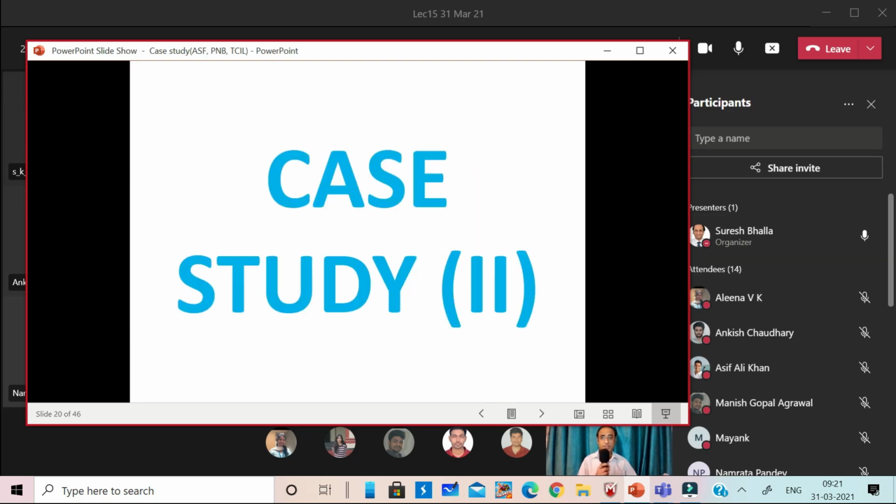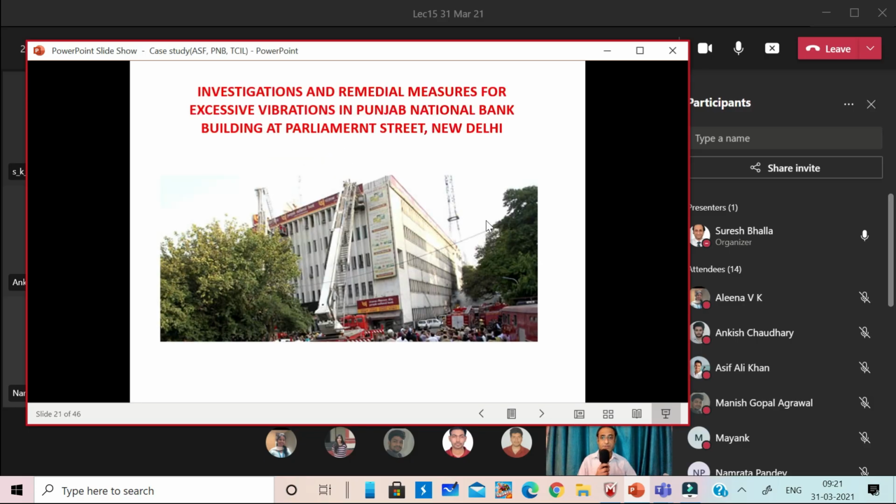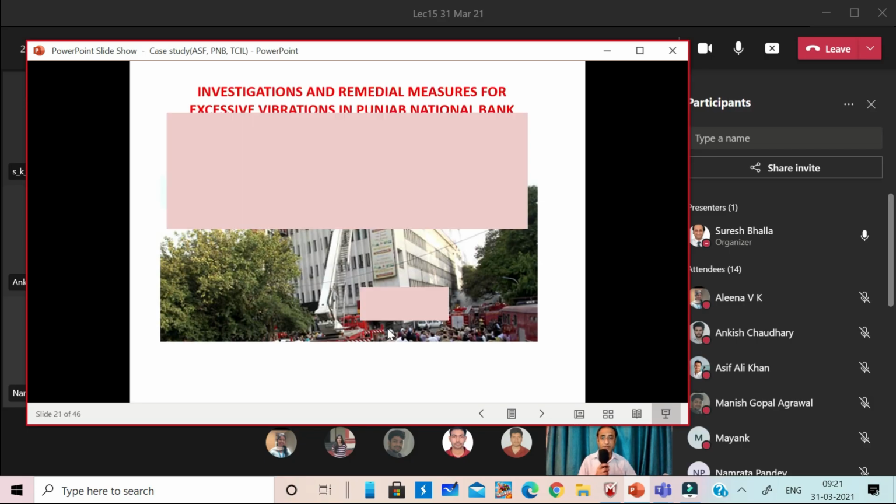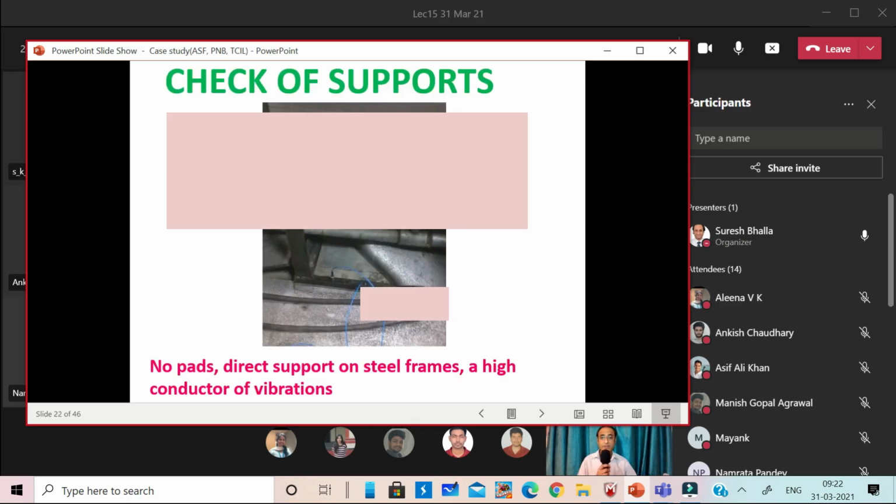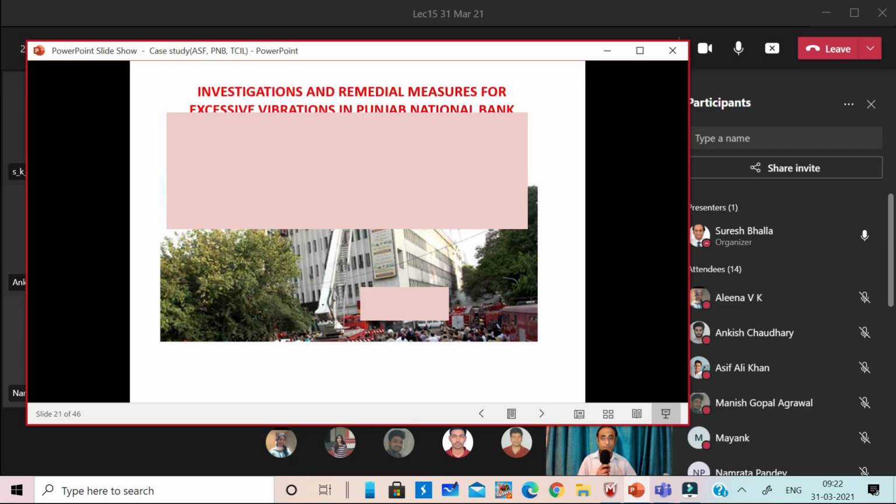Now the other case study I would cover is this building. This is a building in Connaught Place of Delhi, and they had also reported almost the same kind of problem by the staff. This is the headquarters, and it also works 24 hours because there are servers. All the online transactions are monitored from here centrally 24 hours of the day, and the staff keep working, and they also reported a similar kind of vibrations.